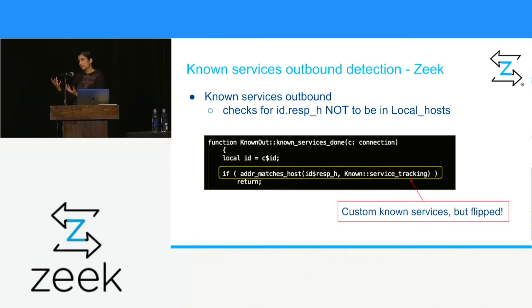What we did was take our customized known services script that was recording the inbound connections, and we just flipped the condition. If you were paying attention in the previous slides, I had the same snippet where the local nets were getting tallied for the destination IP. The server IPs recorded in the known_services.log file were matched against the local hosts that you have defined in your networks.cfg file. If I flip that condition, I do not want to log any destination IP that is in my local network, but I want to log any destination IP that is on the internet and has responded to the connection. So that's the condition: I have literally just taken out the not sign and started processing the traffic for the internet servers.